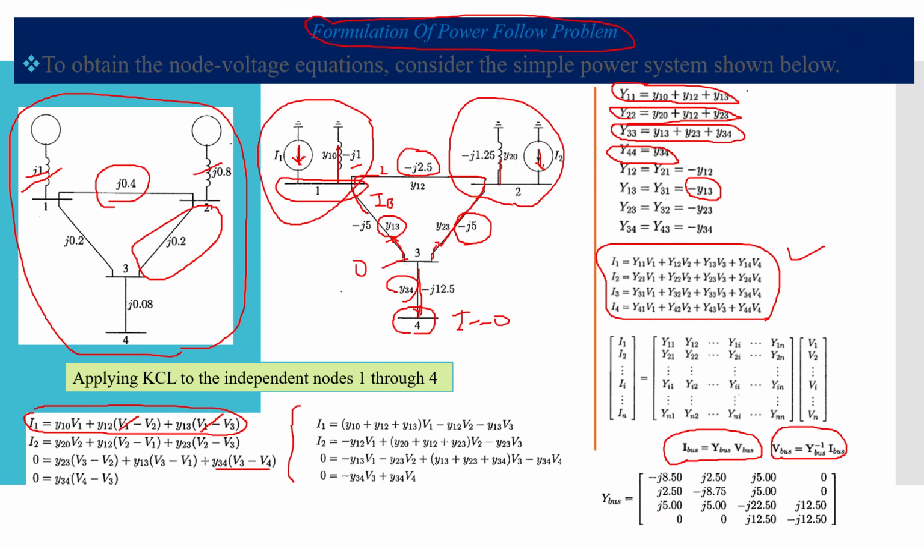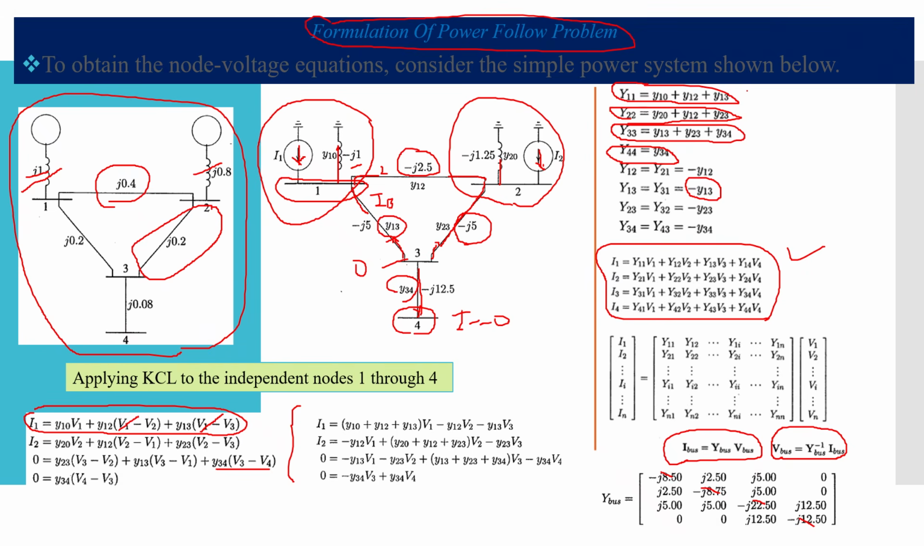Y bus matrix. So the diagonal elements, for example Y11, Y22, Y33, and Y44, are the summation of all admittance connected to each bus. For example, for Y44, all admittance connected to this is 12.5. For bus 3, 5 is there, 5 is there, here 12.5. So it becomes 22.5. Again, for Y33, for Y22, this magnitude is the summation of these.